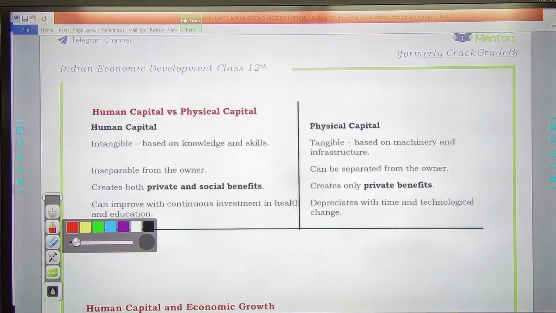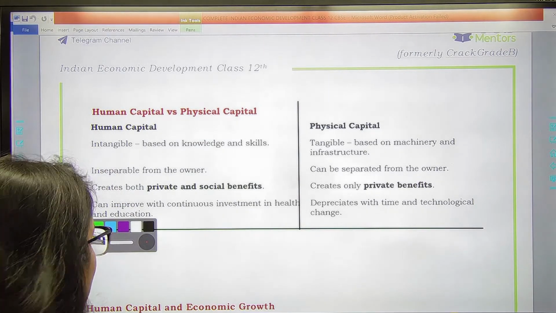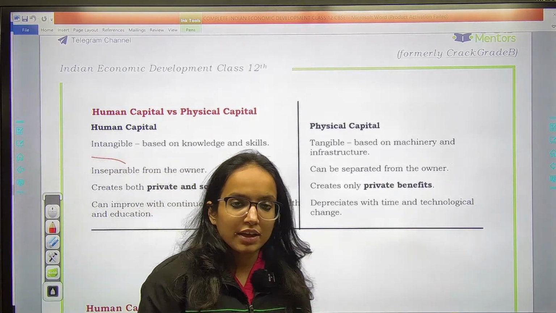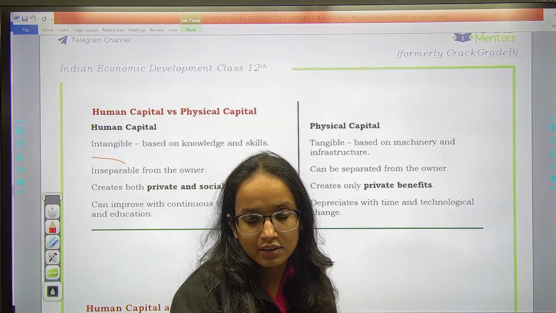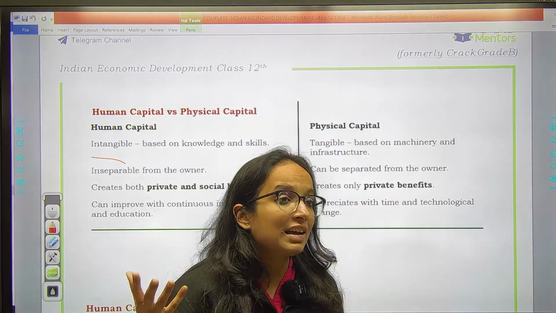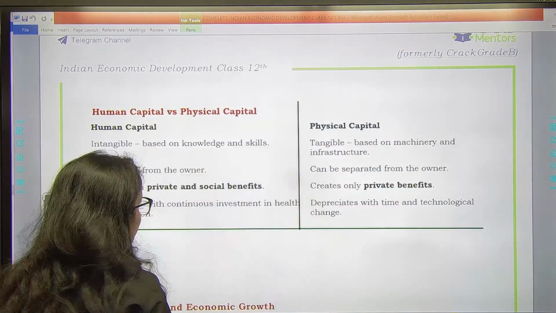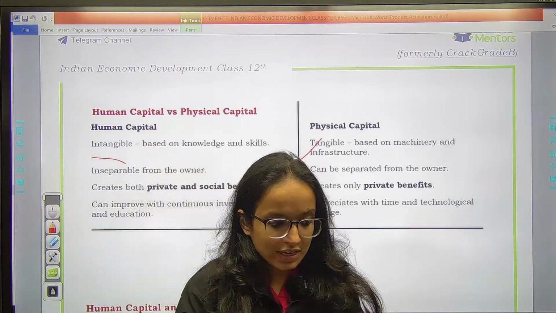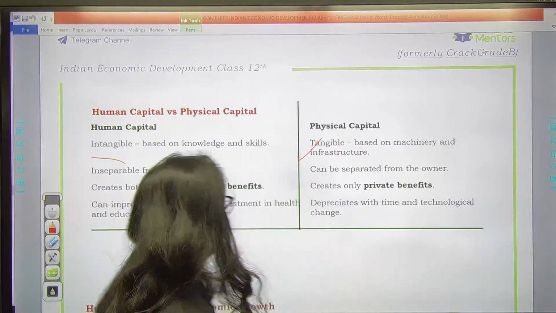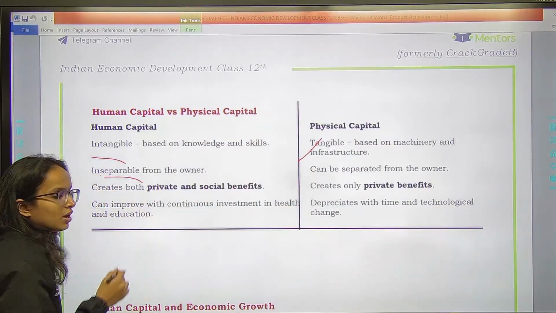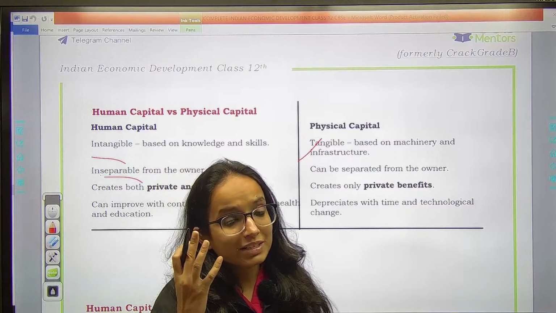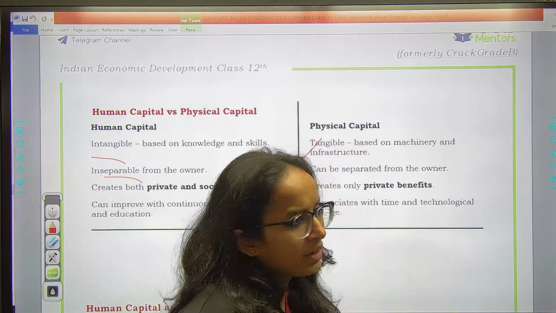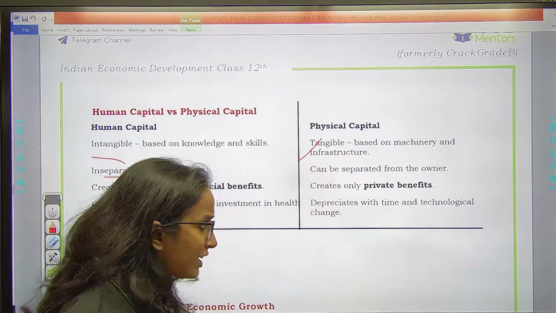Then, what is the difference between human capital and physical capital? Human capital is intangible. You can touch the person, but you cannot touch the intellectual capacity of the person. So it is intangible. Physical capital is what you can touch and feel, like machinery and assets. Then, human capital is inseparable from the owner. You cannot separate the mind's capacity, intellectual capacity from a person. But physical capital can be snatched away, stolen, or separated.